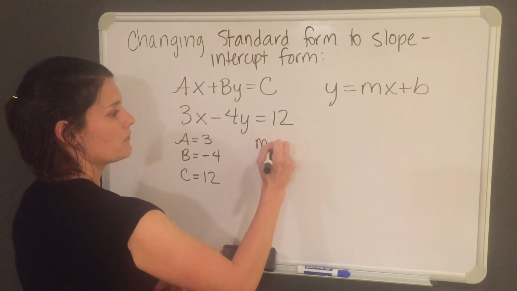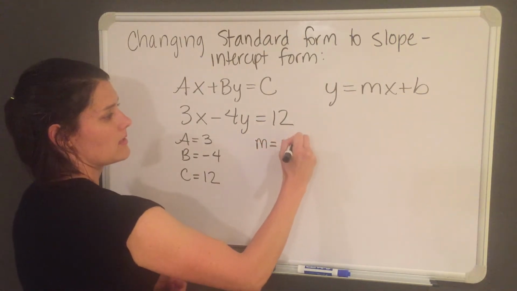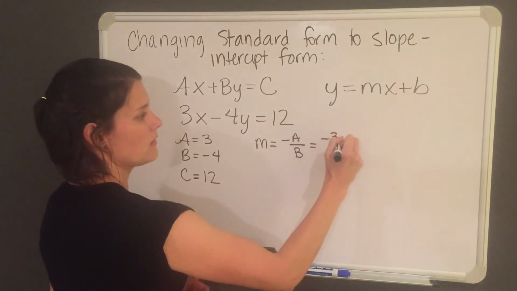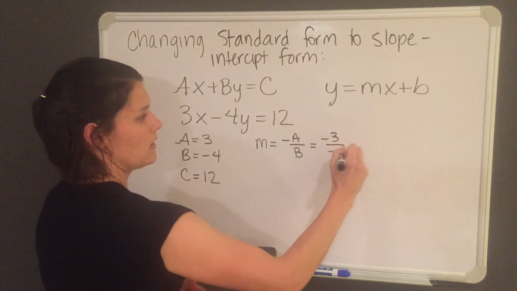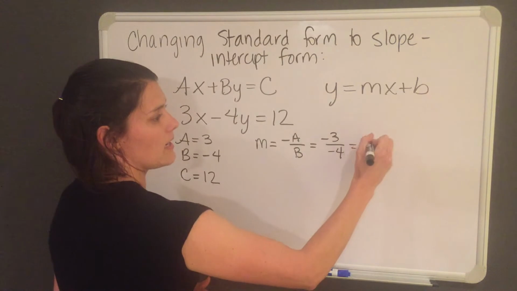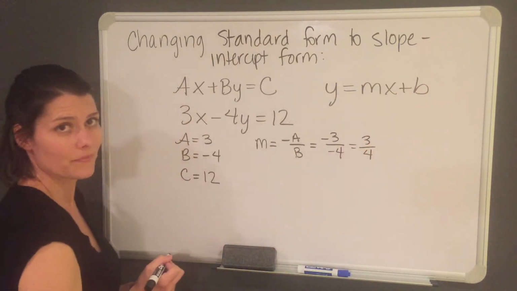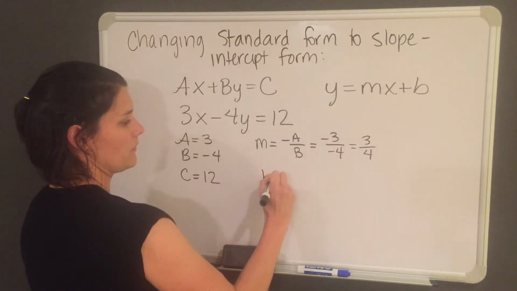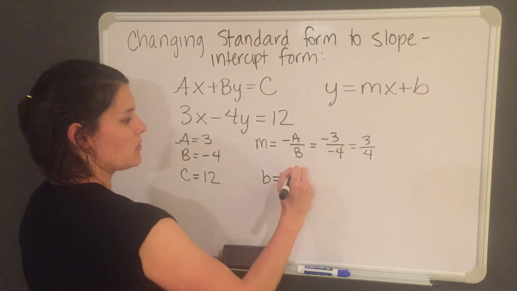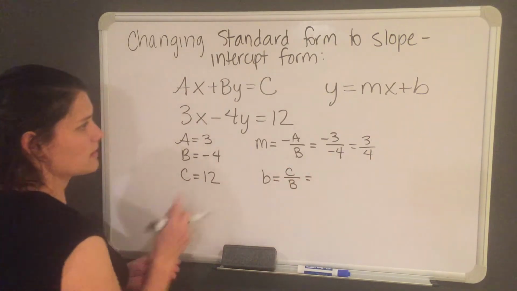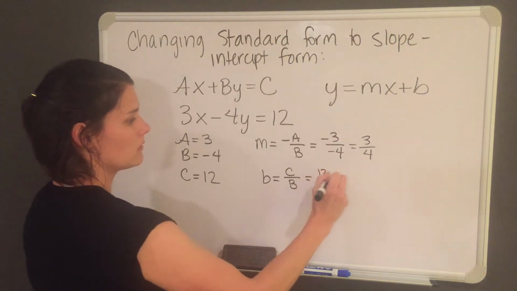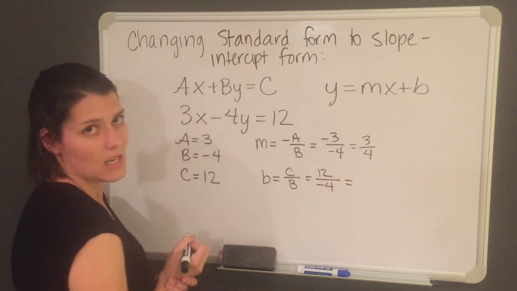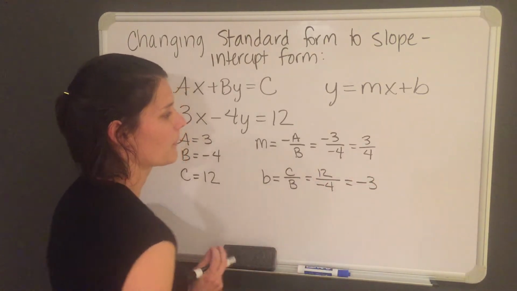I'm going to find my m first. M is the same thing as negative a over b. So I'm going to take a and make it a negative and put it over b. And if I reduce that number, I get a positive 3/4. The next thing I'm going to do is find my y-intercept, or my lowercase b. And to find the y-intercept, I do c over b. In this case, c is 12. And the b is negative 4. And if I reduce that number, I get negative 3.